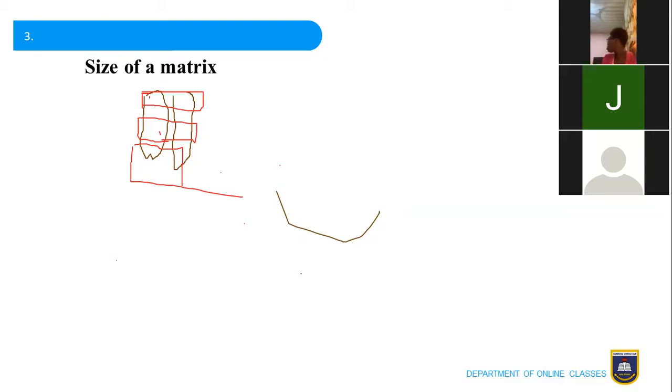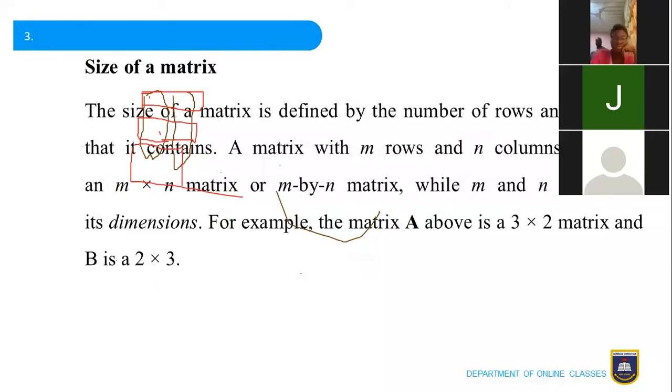Now let's look at the size of a matrix. So we say the size of a matrix is defined by the number of rows and columns that it contains. Now, a matrix with m rows and n columns is called an m by n matrix, while m and n are called its dimensions. So, like the previous matrices, you can tell the dimensions of the 2 matrices above. For example, the matrix A above is a 3 by 2 matrix, and the matrix B above is also a 2 by 3 matrix.